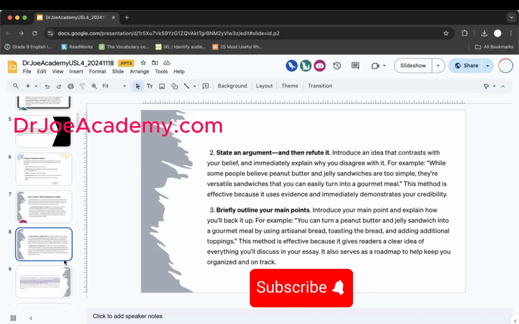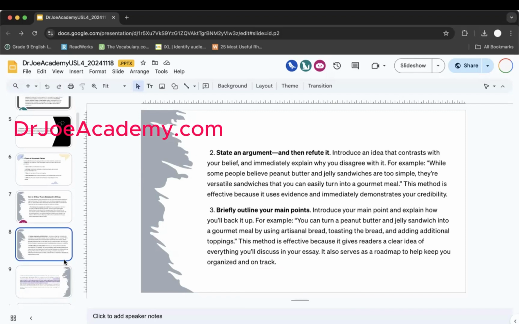Number 3, briefly outline your points. Introduce your main point and explain how you'll back it up. For example, you can turn a peanut butter and jelly sandwich into a gourmet meal by using artisanal bread, toasting the bread, and adding additional toppings. This method is effective because it gives readers a clear idea of everything you'll discuss in your essay. It also serves as a roadmap to help keep you organized and on track.